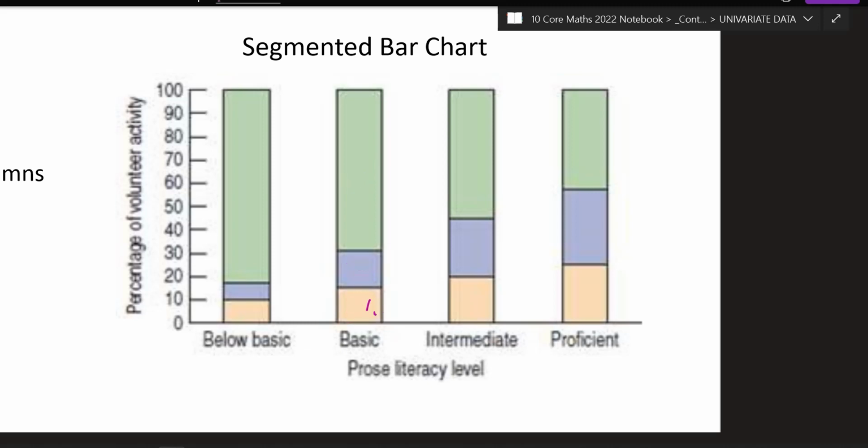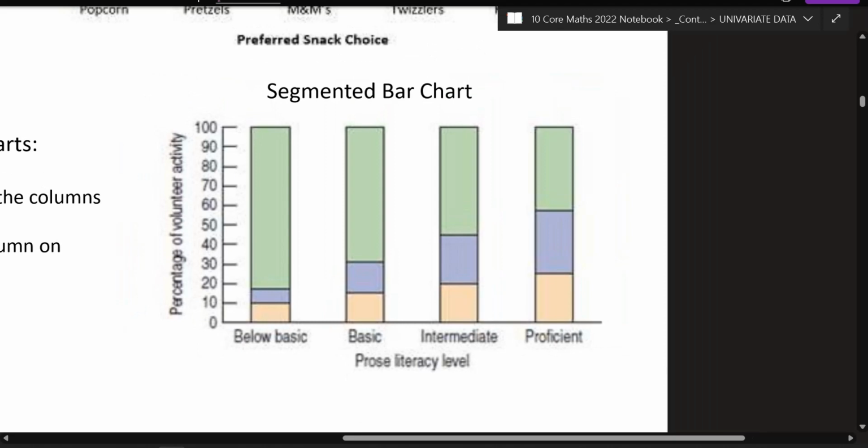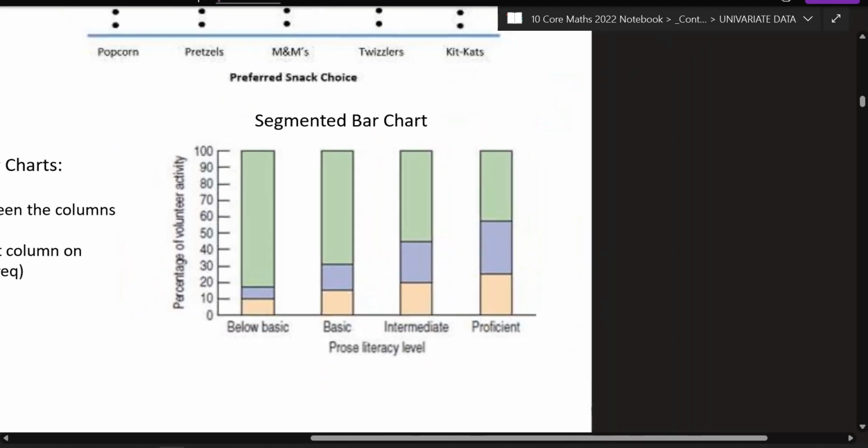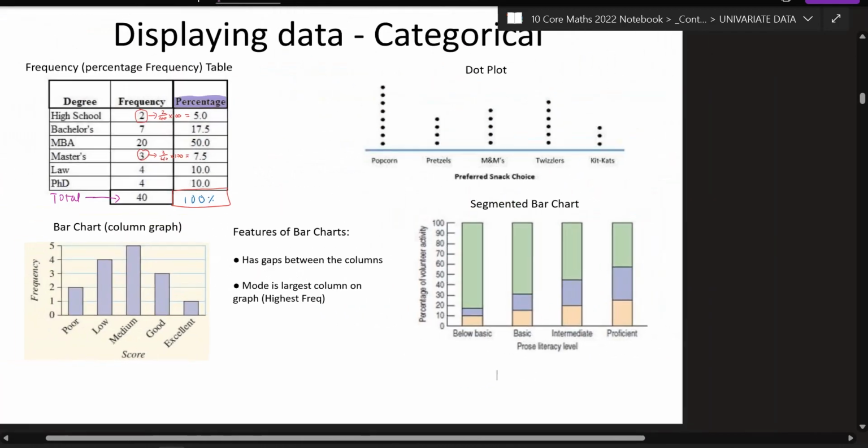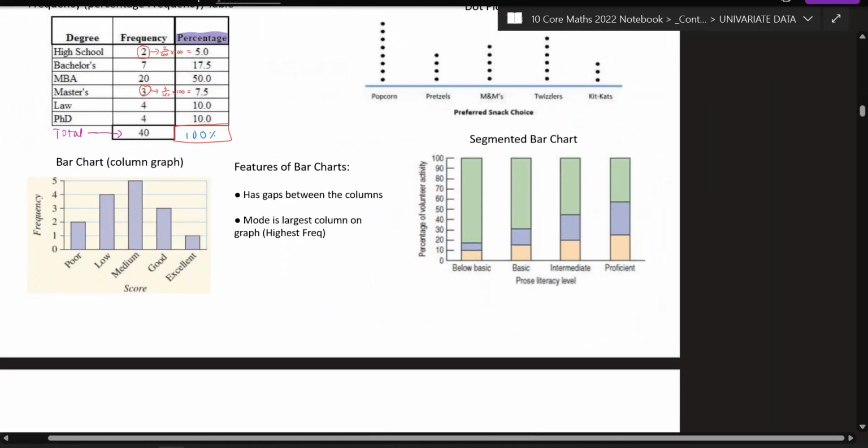Okay, so just be mindful of how it's segmented. Each part of the segment represents a different thing, depending on the data again. It looks like here pros literacy activity level. Okay, so it's their literacy levels. Cool, cool, cool. All right, let's actually put some of this into practice and see how it all works.